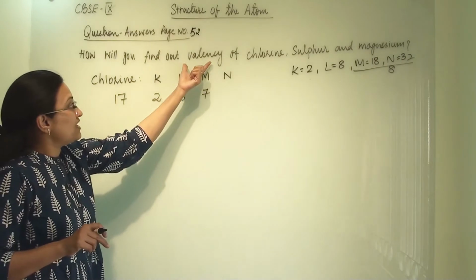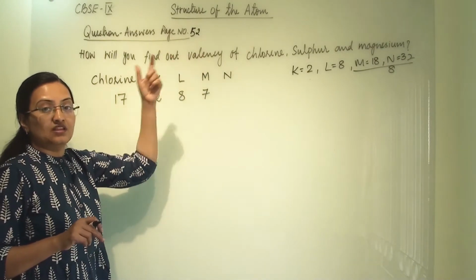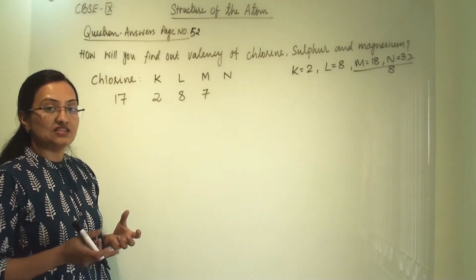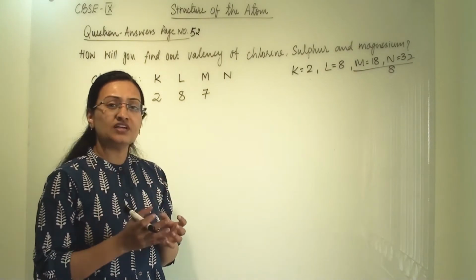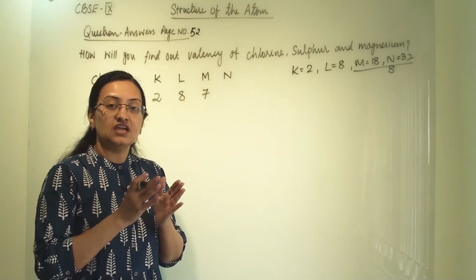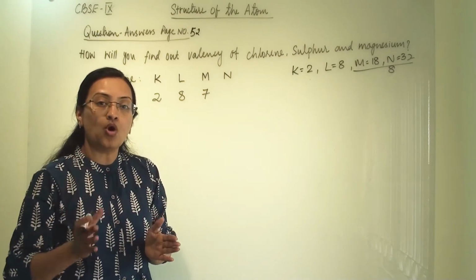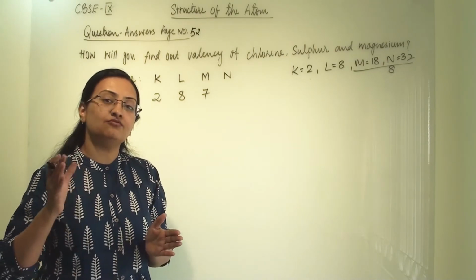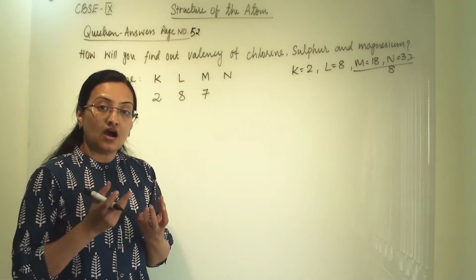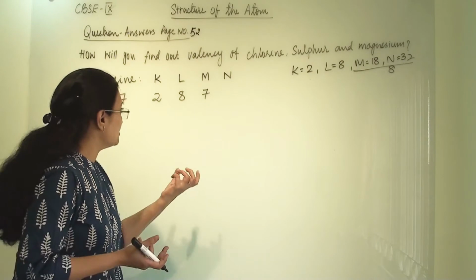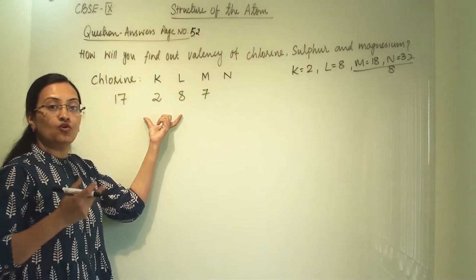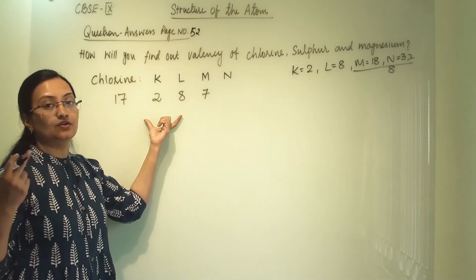Now we are finding out the valency. What is the meaning of valency? It is the combining capacity of an atom. What is the meaning of combining capacity? Each atom will form a bond with another atom and they will form a molecule. How are they forming a bond? With their combining capacity. Here, all atoms want to become stable like noble gases.